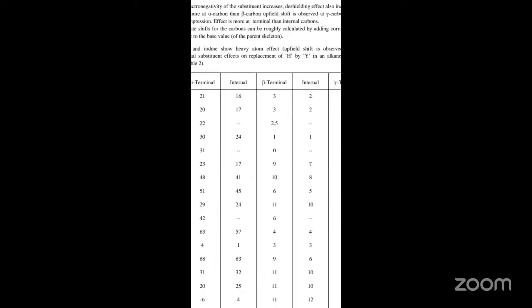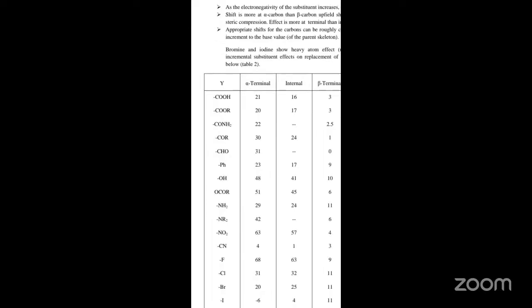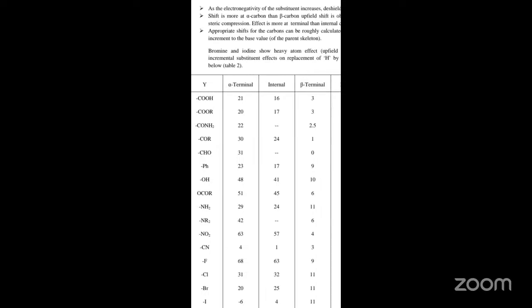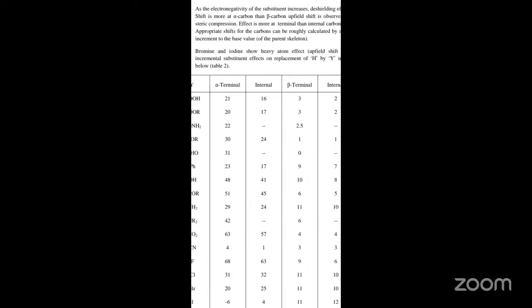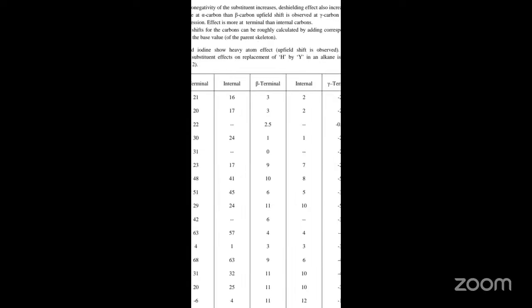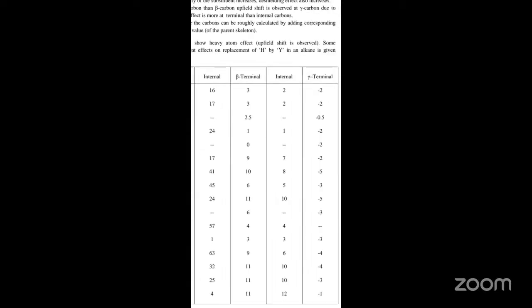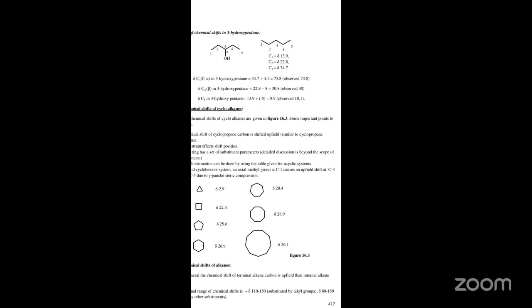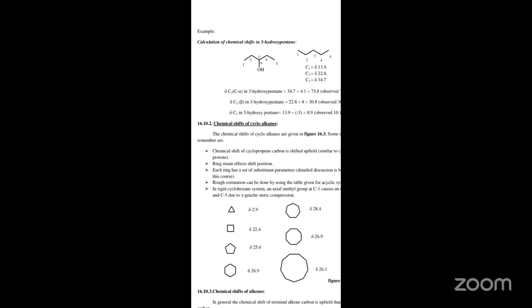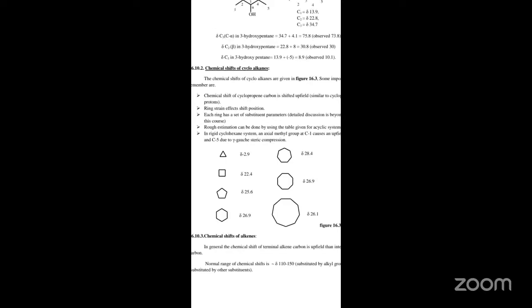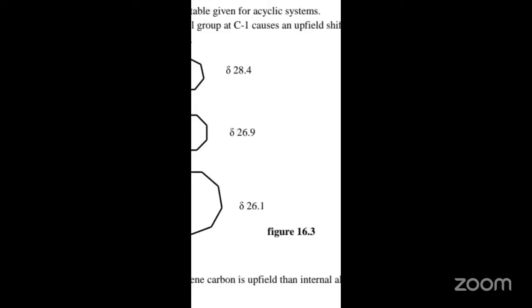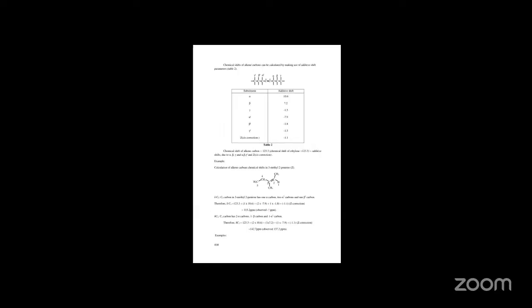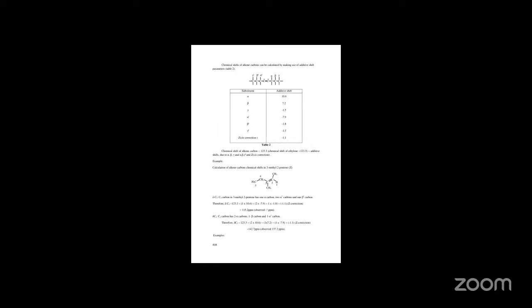If the carboxylic acid is at the alpha terminal, it is 21, and where it is internal the value is 16, and at the beta terminal it is 3 here. Internal is 2, and gamma is -2. Okay, so like that, we can go with this calculation. And for each and every type of group and compound, we have the calculation methodology here.